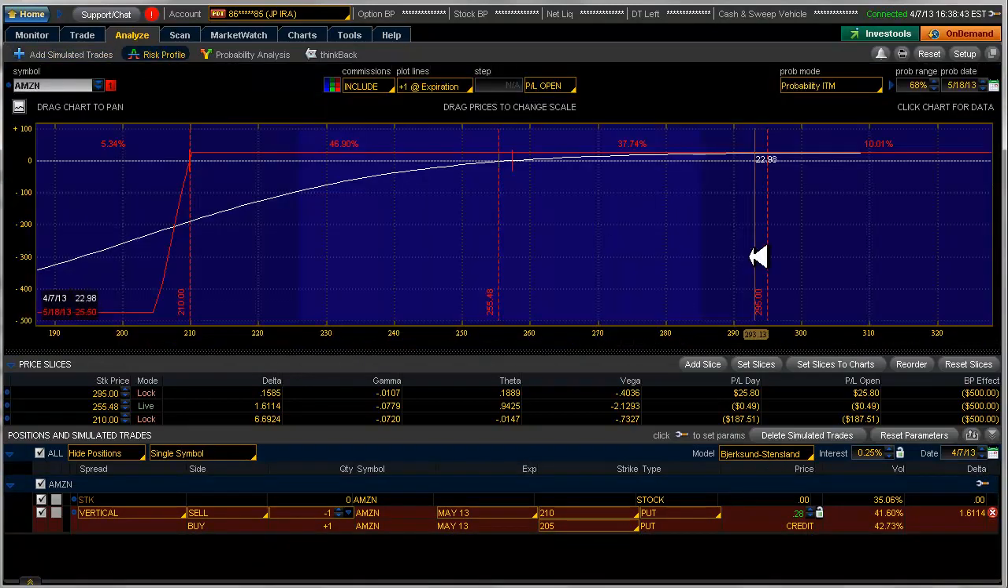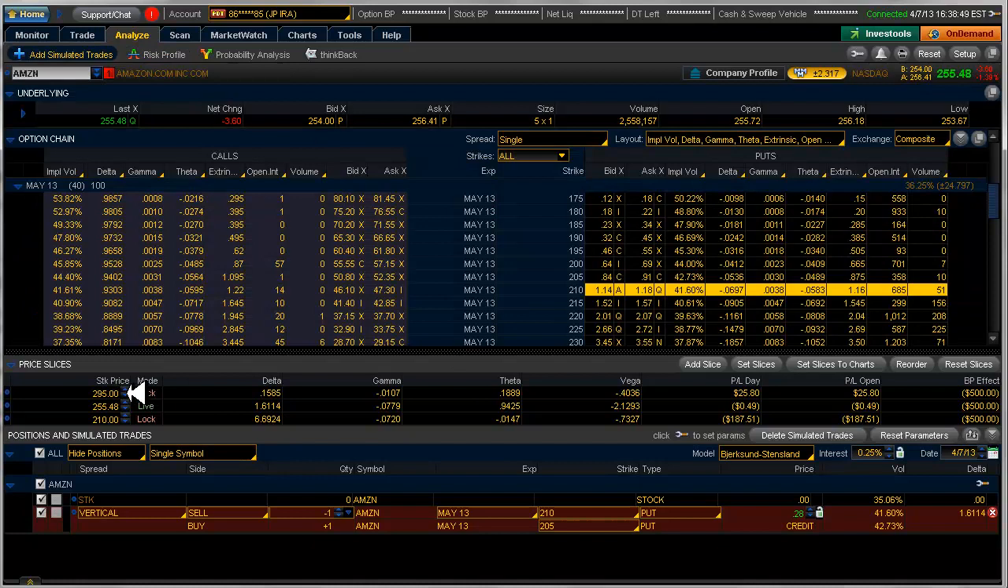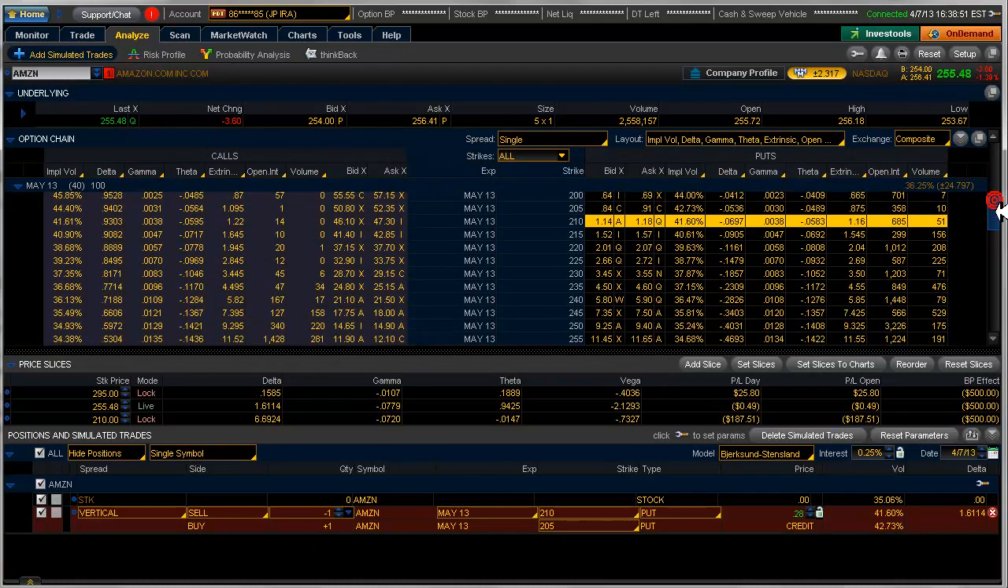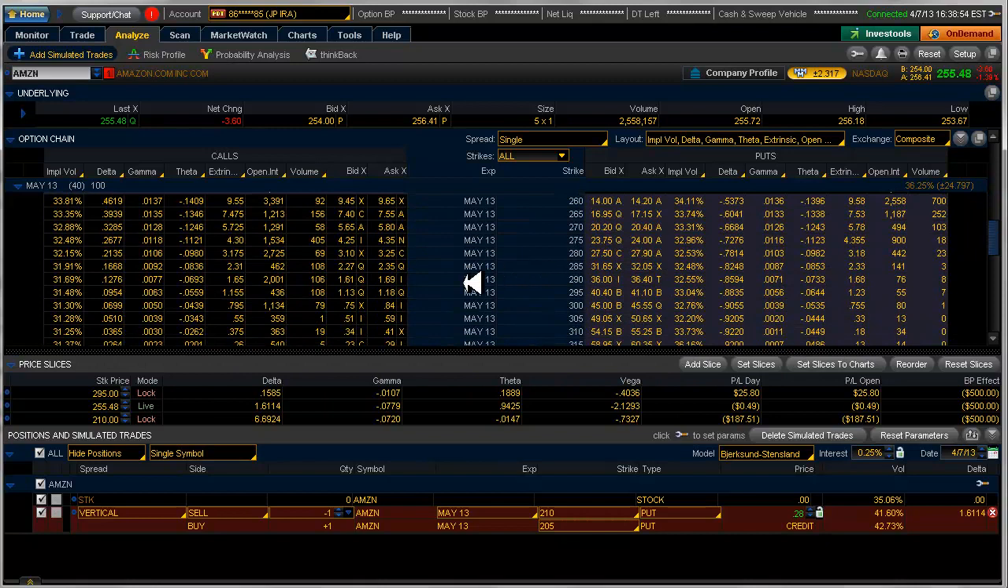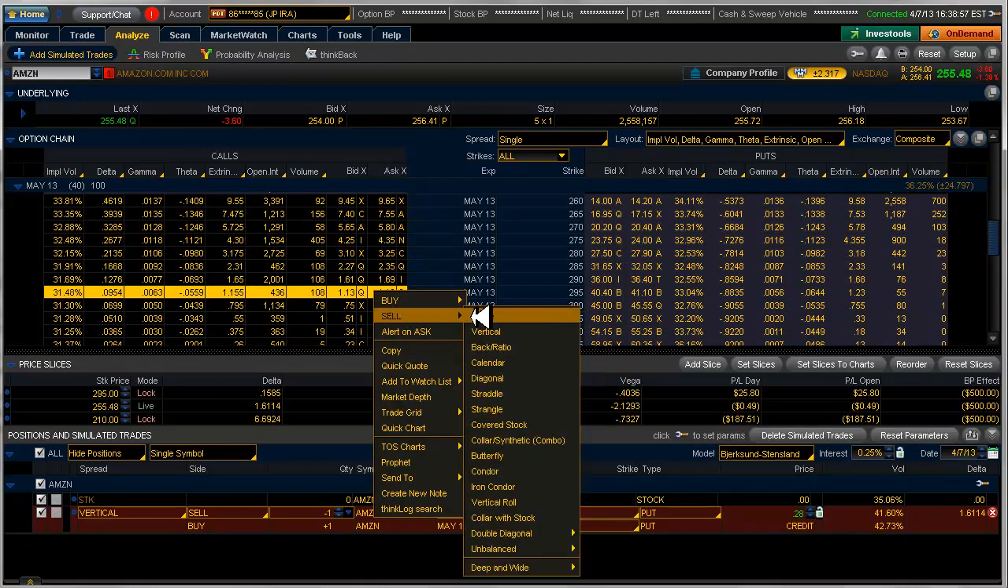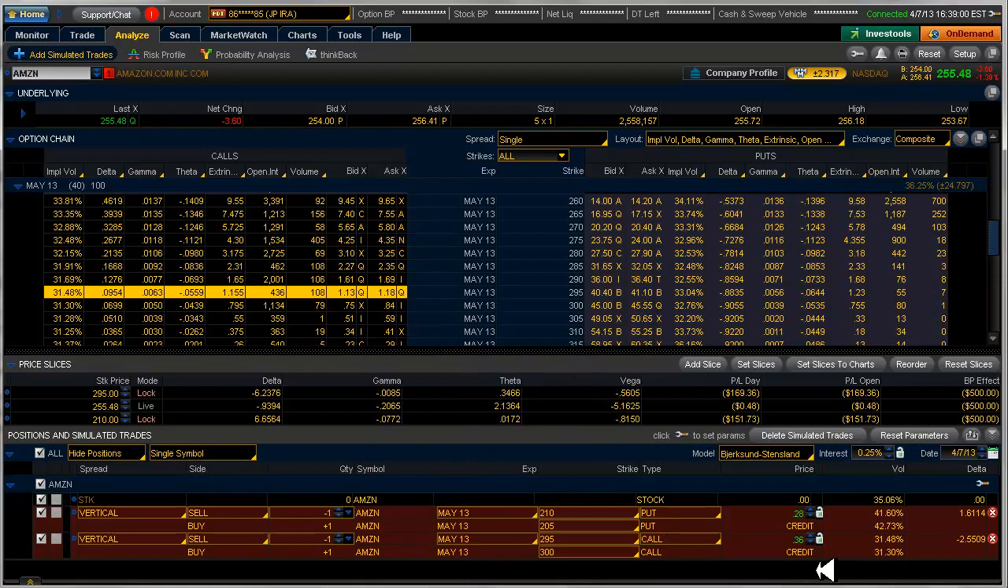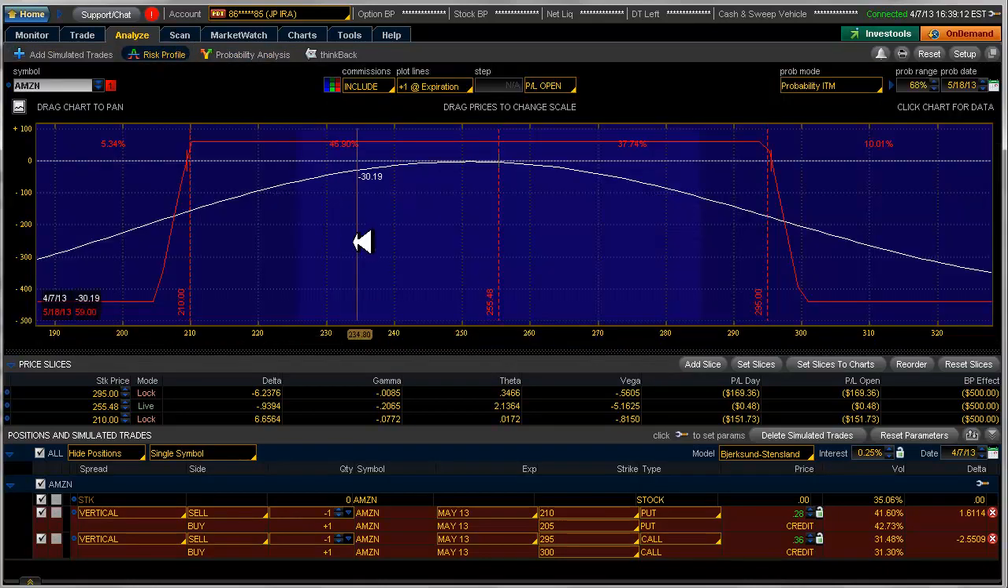And we said on the call side that we wanted a 295. Actually, I could have just looked right down here, 295. So that's what we want on the call side. So we go to the 295 and we say we want to sell a vertical. All right, so now we have a total credit here of 64 cents, I believe. Let's check this out. 64, no, 59, because I've clicked to include commissions here. So I want to be honest with everybody, and we are going to include commissions when we figure these things out.